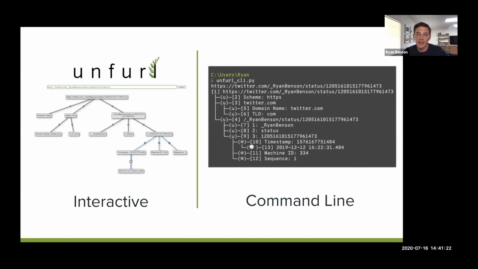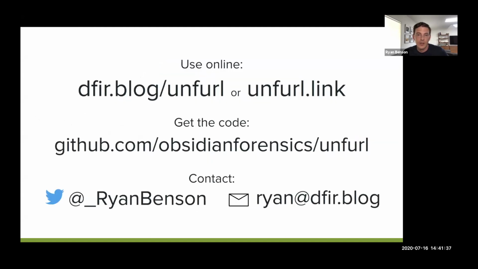So on the command line, I tried to emulate the directed graph tree, a little ASCII art there. And this just shows you the same thing with the command line. It also supports bulk reading from files and writing to files if you want to do a lot of stuff at once. And once you figure out what kind of tool you want to use, if you want to use it right now online, there's a version hosted on my website. It's dfir.blog/unfurl, or you can go to unfurl.link. They both go to the same place if you just want to play with the online version.